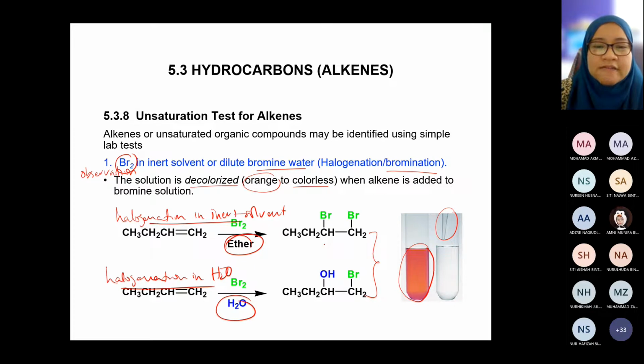This is if the reaction is conducted in that condition. Because for alkane to give a positive result, it needs light or UV light. Then only it can give positive results. Positive as in there will be a reaction taking place. So it's easy, it can react with bromine, and we can identify the presence of alkenes in the solution.